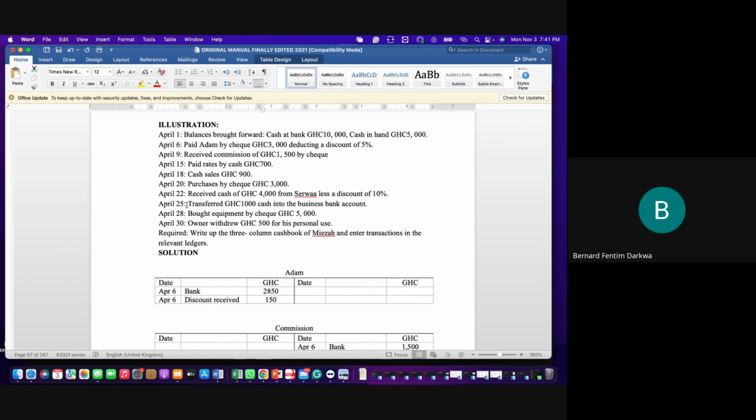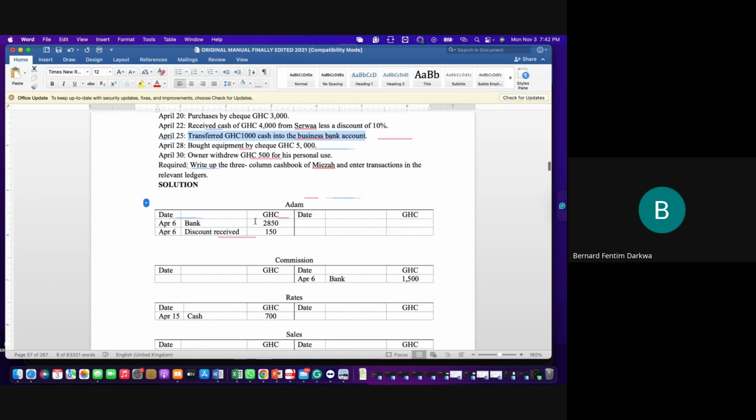So the next one is for transfer 1,000 Ghana cedis cash into the business bank account. So it's like deposit cash into bank. I told you this. What kind of transaction is this one? Contra entry. Why is it a contra entry? Because it's contra, 2 transactions happening at the same time, and affecting both cash and bank. So here contra entry, we are transferring cash into bank.